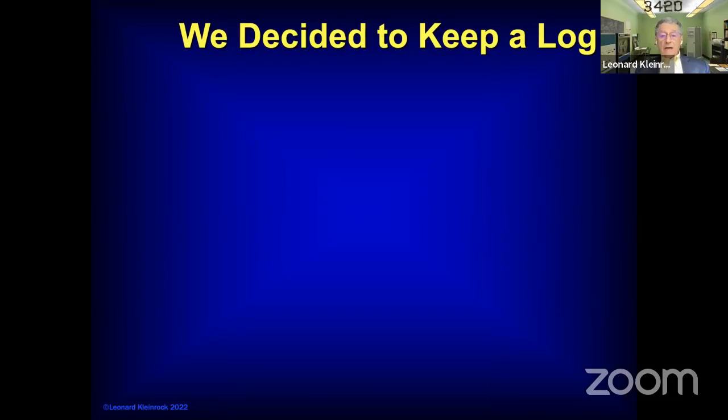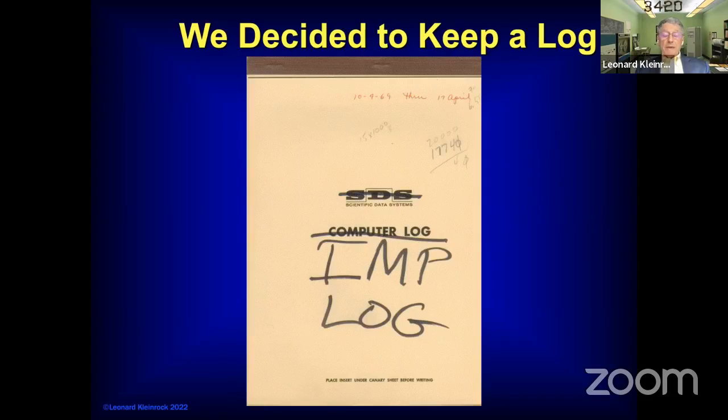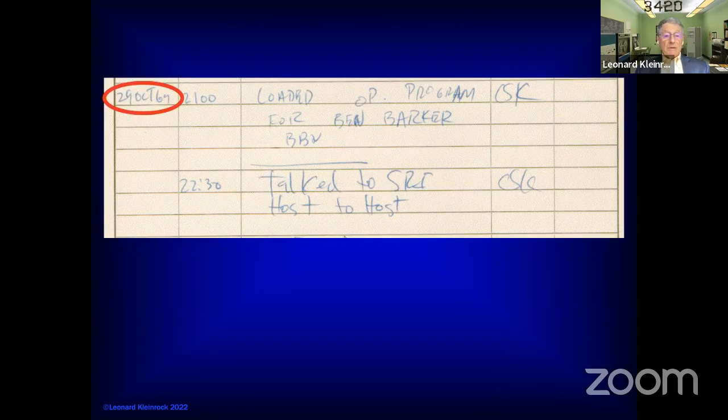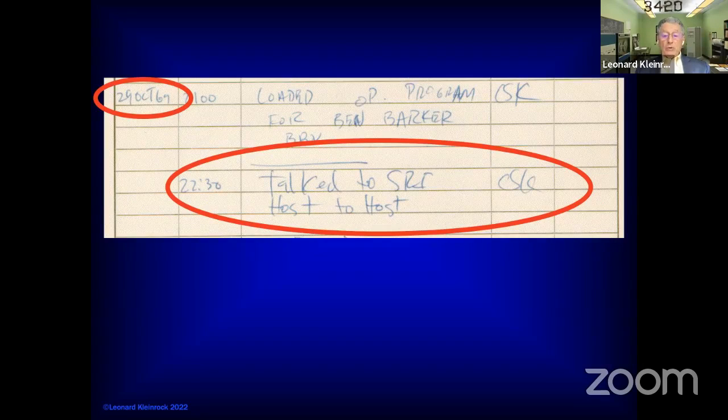And so we decided to keep a log at this point. This is the outside of the document that Bianca showed you before. We started keeping records in October 1969. An important entry is that picture you saw, that's on display at the Fowler right now. That is the original document. And I'd like to focus your attention on that particular entry. There it is. And it says that on October 29th, 1969, at 10:30 at night, we entered the only record of the first message of the internet. We said we talked to SRI host to host, computer to computer. And that entry was made by one of my graduate students, Charlie Klein, CSK.